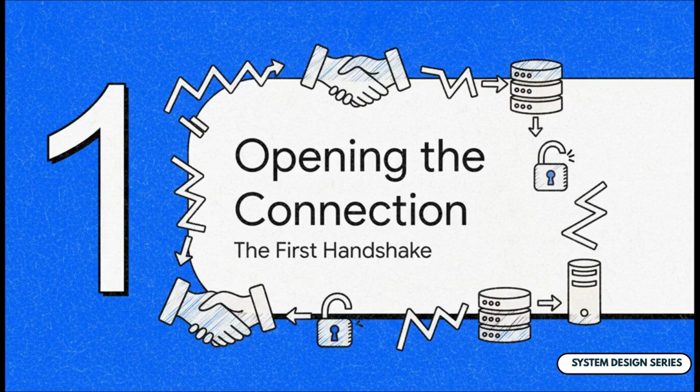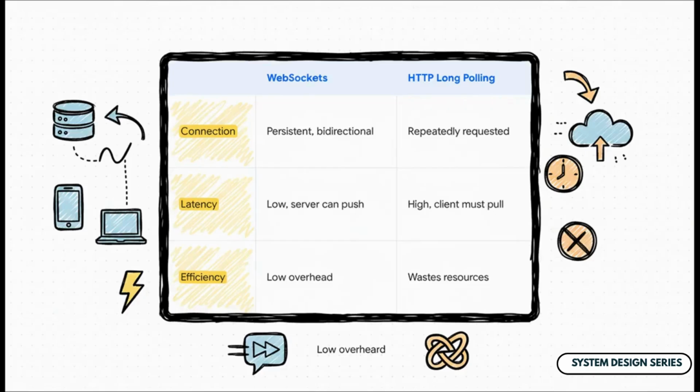All right, first things first. Before a single message can be sent, we need to open a line of communication. So let's talk about the connection. How does your phone actually talk to the server and, more importantly, keep that conversation going? So this is a huge decision right here.